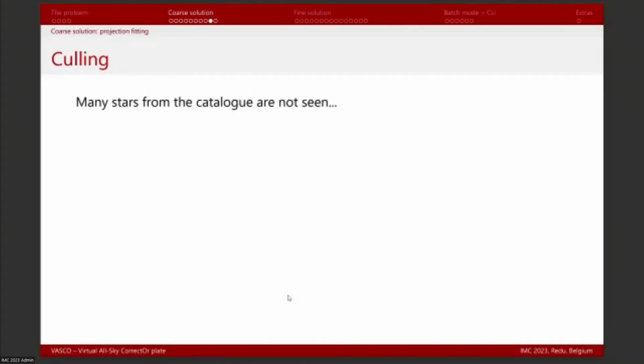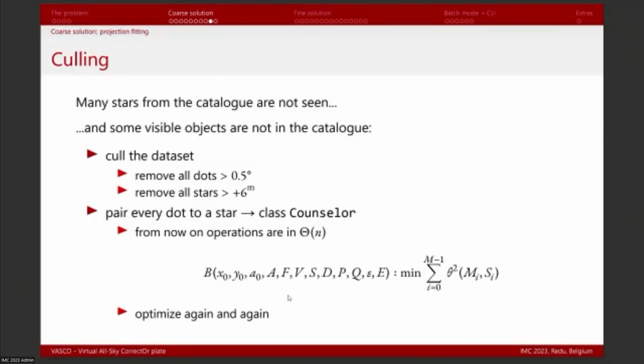Of course, this is not as fast as we would like it to be. The problem is that many stars from the catalog, as you can see here, were not seen. So we are able to cull them, remove everything that is far from a dot, remove everything that is too faint. And when this is done, we are trying to do something smart. We pair every dot to a star and make it fixed. This is done in a class called Counselor. First we made matches, now we're counseling the couples.